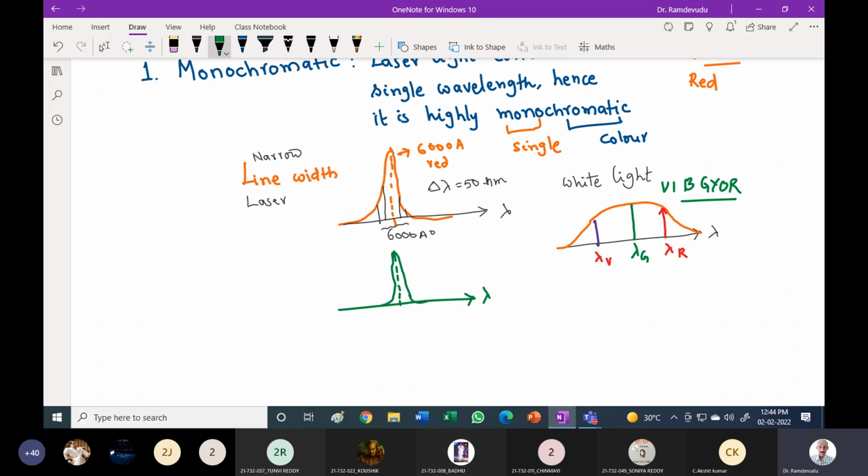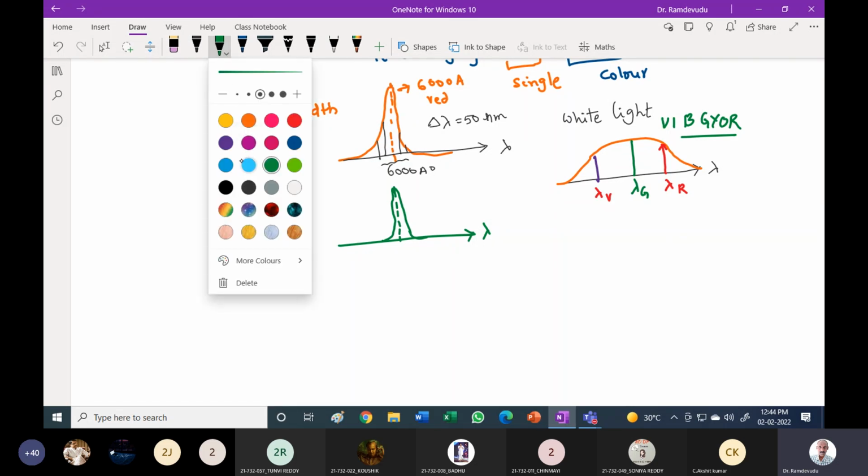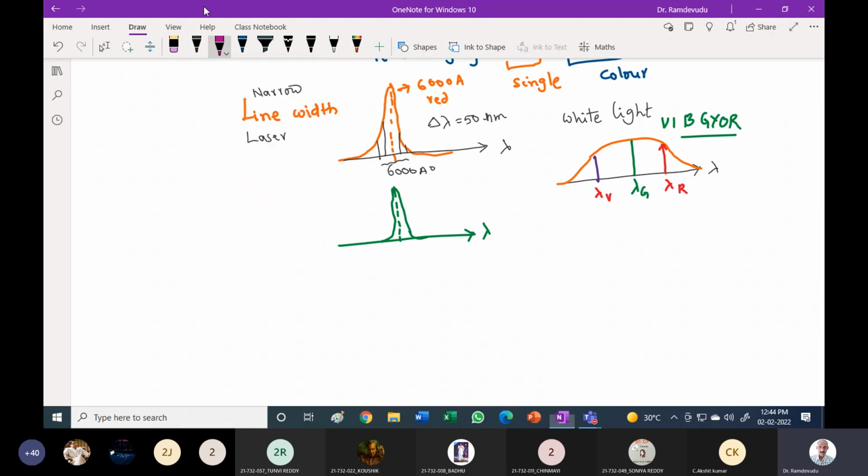So this is called monochromatic, meaning single wavelength. The first property is monochromatic. Therefore, we write here that lasers are highly monochromatic. This is the first property.